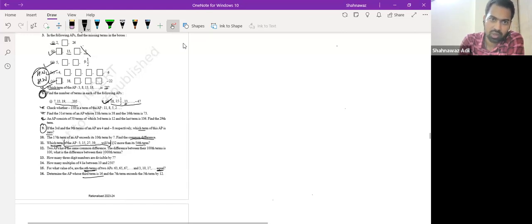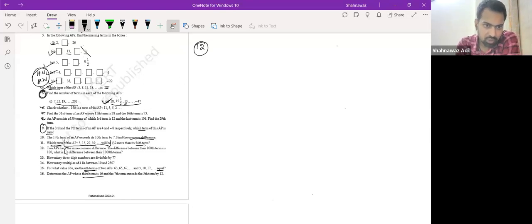So what is given in this 12th question, Abir? It's given two APs have the same common difference, and the difference between their 100th term is 100. Yeah, so first let us focus on this first statement.